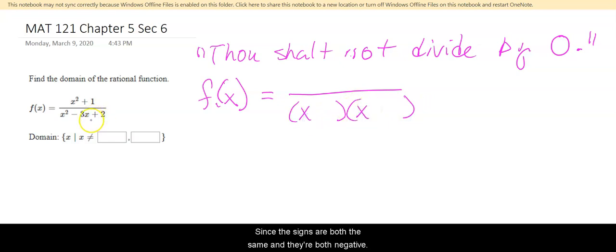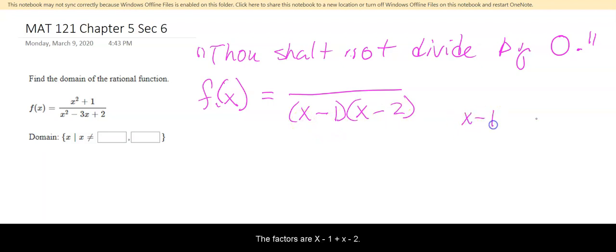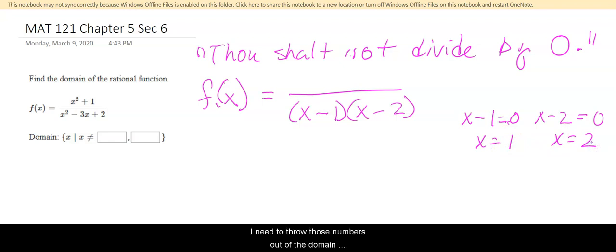Since the signs are both the same and they're both negative, I know that 2 has to split as 2 and 1, and this does give me a minus 3x in the middle. The factors are x minus 1 and x minus 2. The solutions that go with those two factors are x equal 1 and x equal 2. I need to throw those numbers out of the domain since they would cause division by 0.